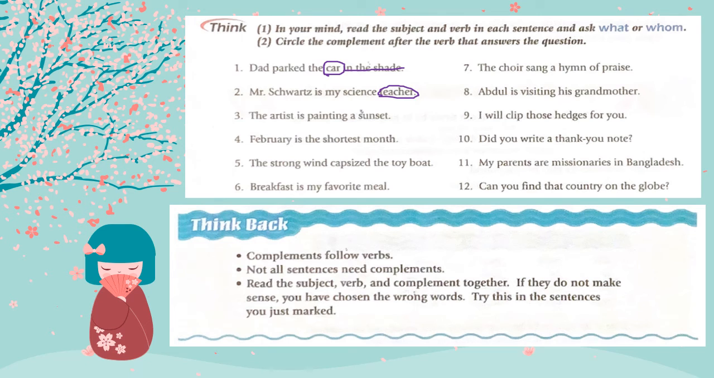So complements follow verbs. This is the think back on the bottom of page 146. Not all sentences need complements, so not every sentence will have one. Read the subject, verb, and complement together. If they do not make sense, you have chosen the wrong words. Try this in the sentences you just marked. So when you finish all of them, try them. For example, Dad parked car. Yeah, it makes sense. Mr. Schwartz is teacher. Yep, makes sense.